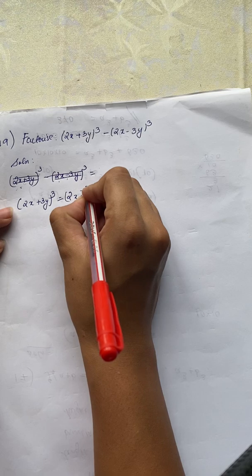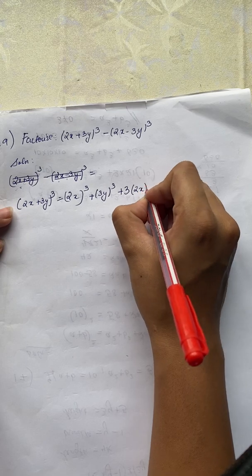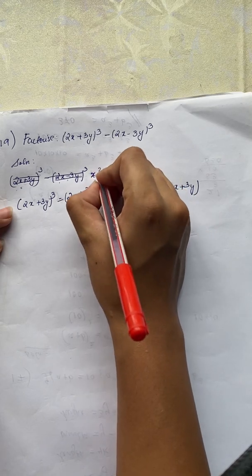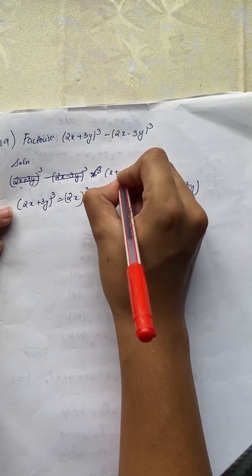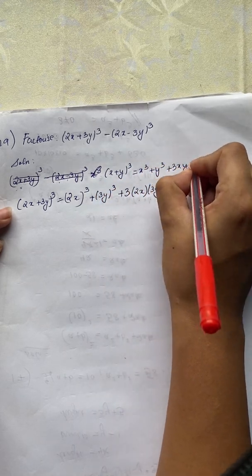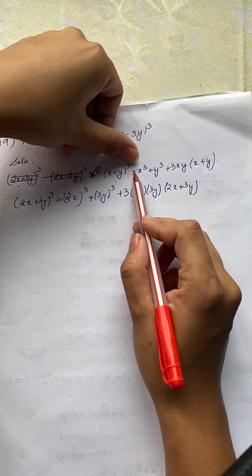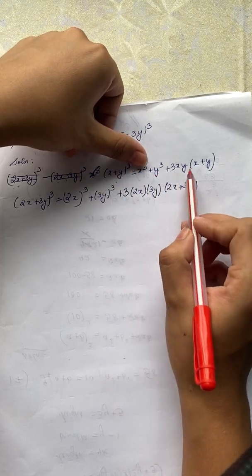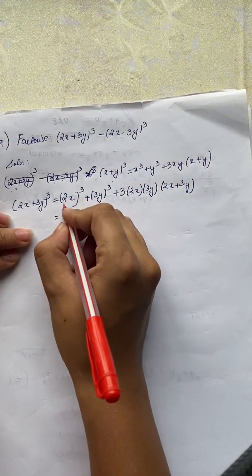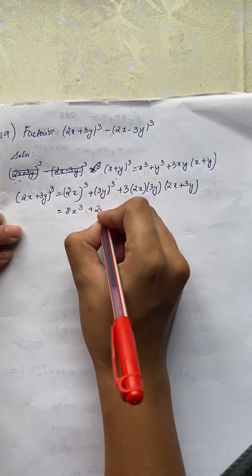That is a cube, (2x) cube plus (3y) cube plus 3 into 2x, 3y into (2x plus 3y). This is in the form of (x plus y) the whole thing cube. The formula is x cube plus y cube plus 3xy into (x plus y). Clear with this? So x cube plus y cube, this and this, and then 3xy, 3 into 2x into 3y into (x plus y). So now what will be this? (2x) cube, it is 8x cube, (3y) cube, this is 27y cube.